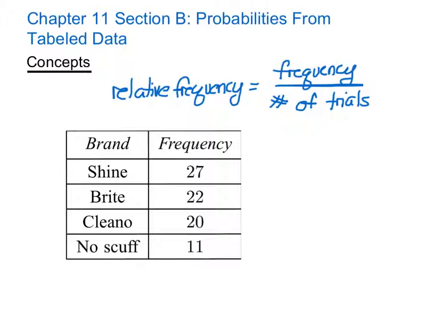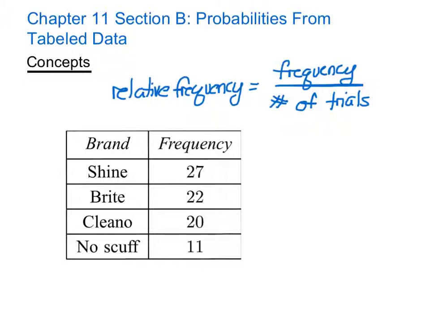If you look at the table below, we have frequency data for a question asked to people of which type of shoe cleaner they prefer. There are 4 companies: Shine, Bright, Cleano, and No Scuff. And we have the frequencies of their answers. Now, from this table, we can find some information.